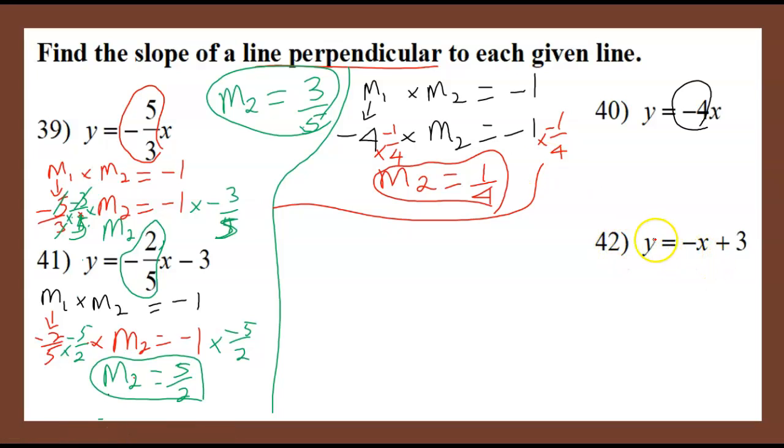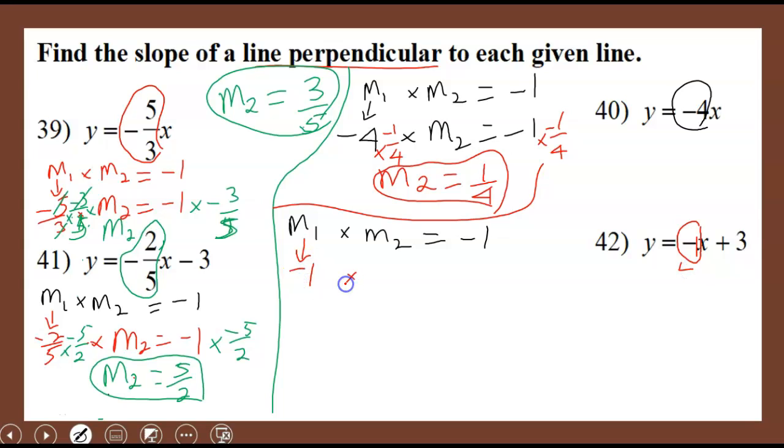Right, the last one here. Again, we look at this, y equals -x plus 3. Although it looks like there's no number here, this is -1x. So we can put 1 there to help us see there is a number there. So the slope is -1. Okay, so we have m1 times m2 equals -1. Again, that's the definition, and our m1 is the -1 here, times our m2 we are looking for equals -1.